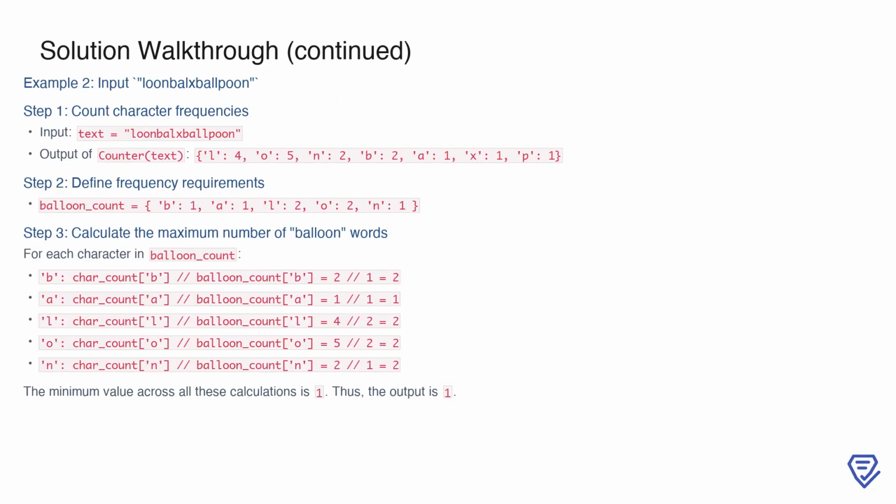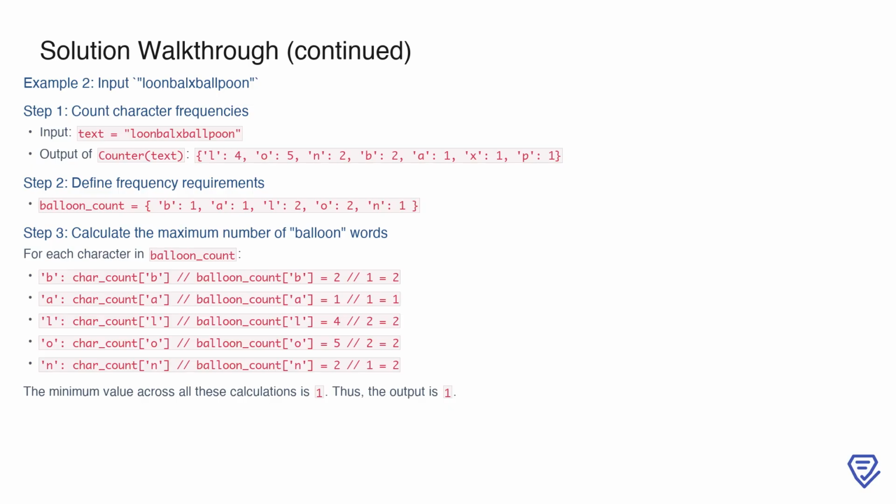In the second example, we start with the input string "Lundbalksbalpun". First, we count the character frequencies using collections.Counter, which gives us L4, O5, N2, B2, A1, K1, P1. Next, we use the same frequency requirements for balloon as before, balloon_count equals B1, A1, L2, O2, N1.